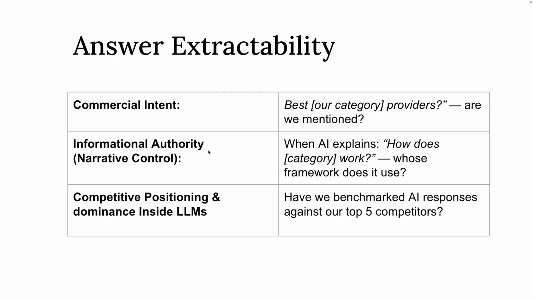The same with the narrative control. When AI explains how does this work, whether it's your category or a subcategory within your category, we need to dominate that framework. So we need to explain to LLMs how this works, and again, put that content on your site, back end of your website system, as well as out there on social media, places where you can influence LLMs.